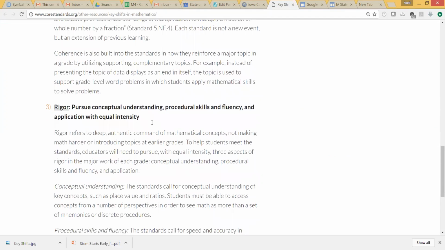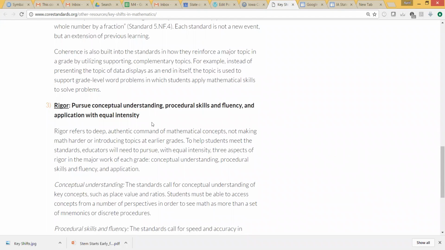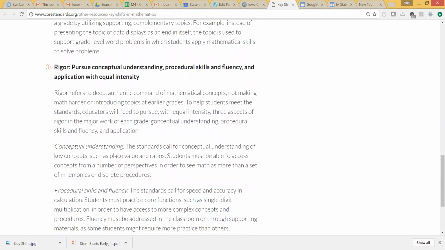The last is the rigor. And for a long time, we heard the math words. Well, should students know procedures? Should they know skills? Should they know application? Should they know conceptual understanding? And really, they need all of those things.